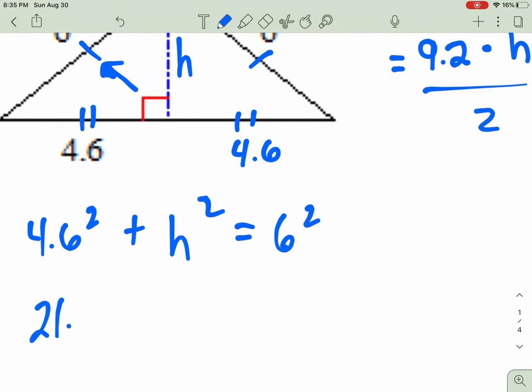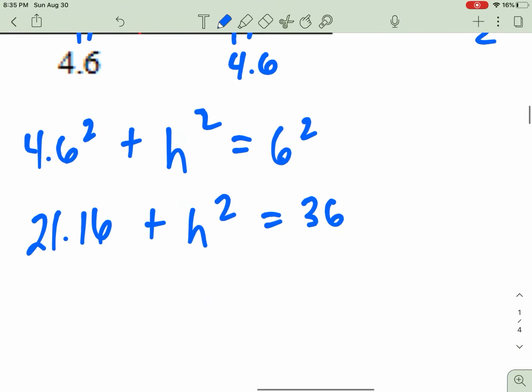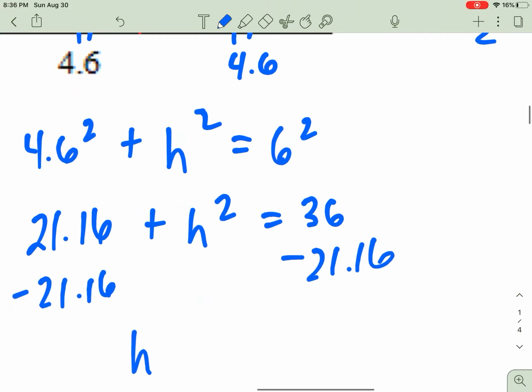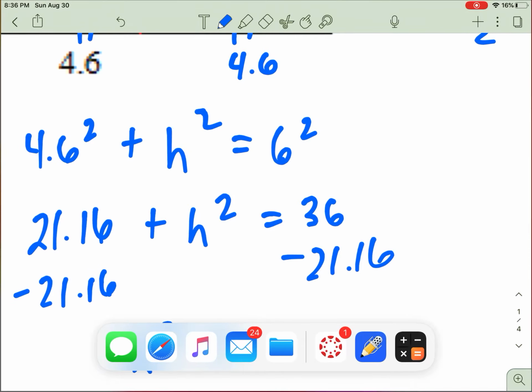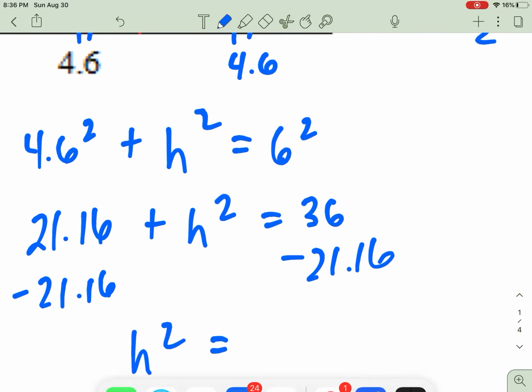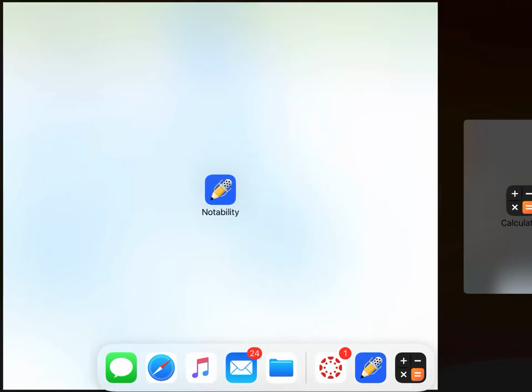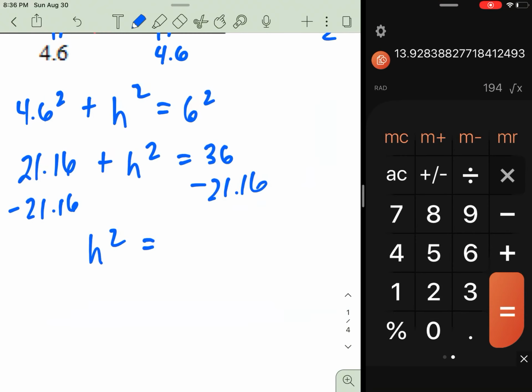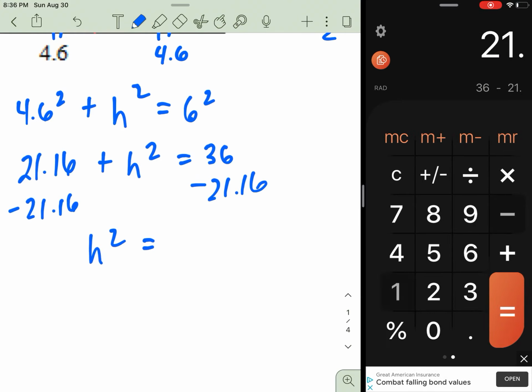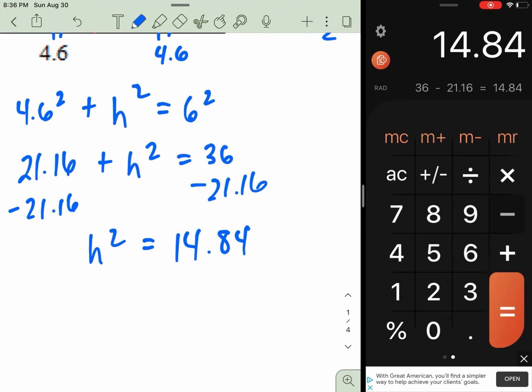4.6 squared is 21.16. And then you have your h squared and 36. Okay. Subtract 21.16. H squared equals 36 minus 21.16, 14.84. Okay, let's take the square root of that.